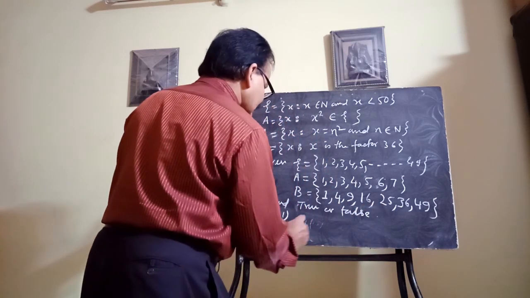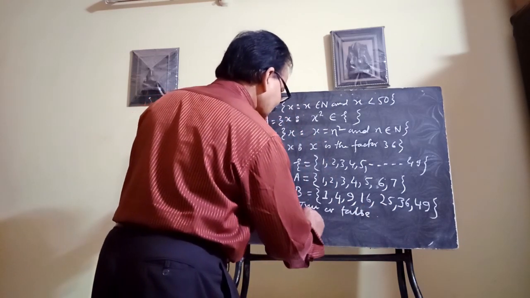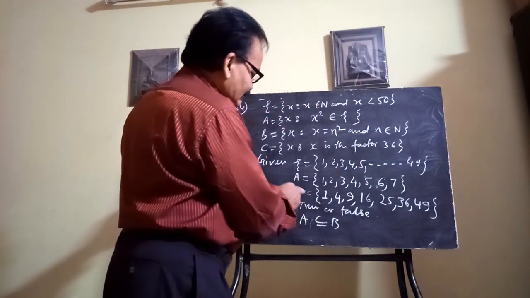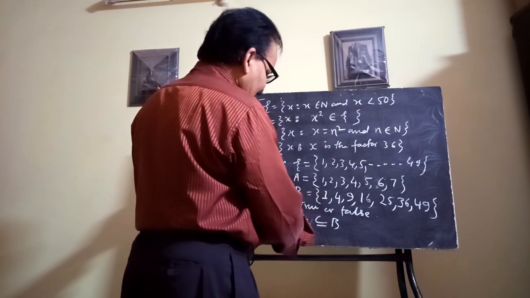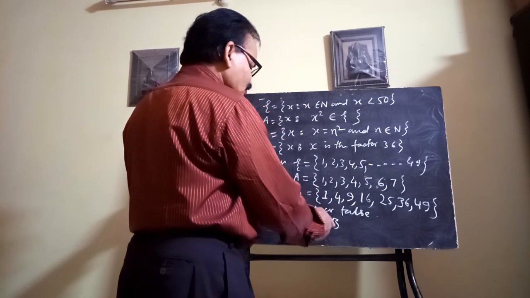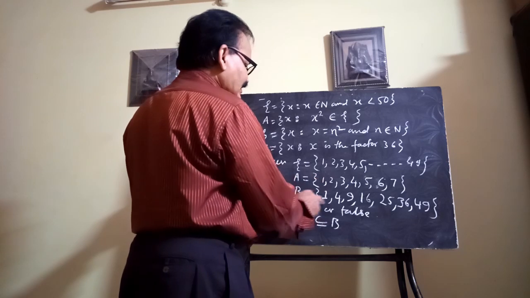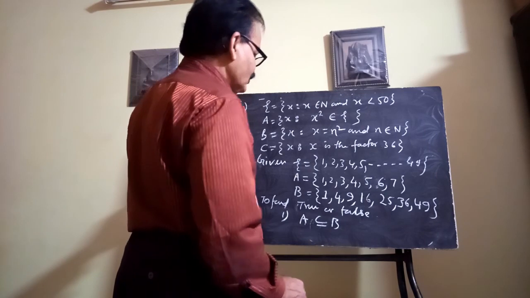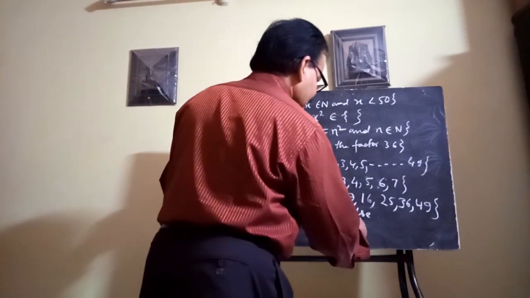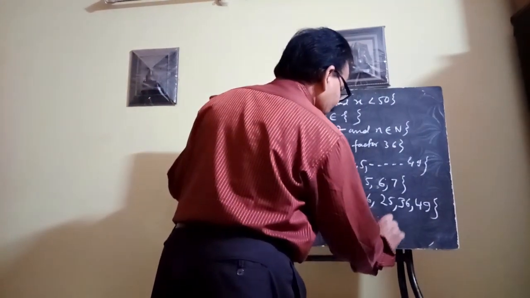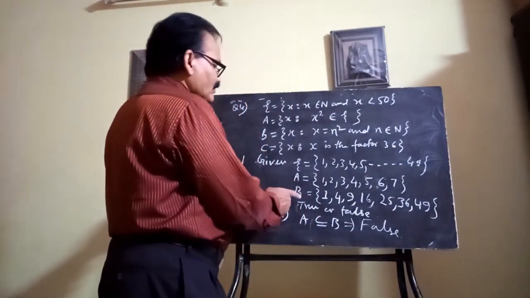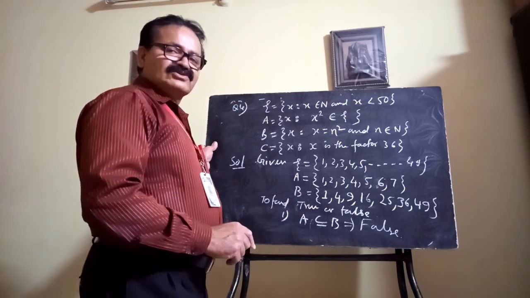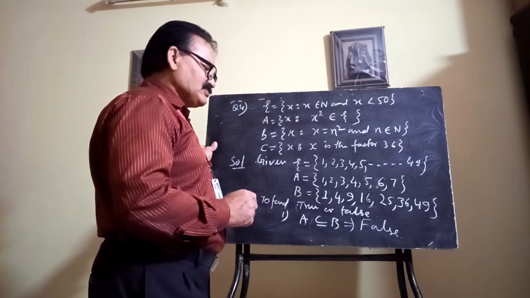Suppose your first question is A is a subset of B. You see, 1 is here, 4 is also here, but 9, there is no 9. So that means this is false. Because all the elements of A are not contained in B. So that means here this much is false.